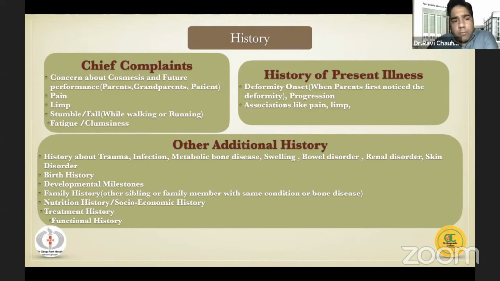Then followed by the birth history; developmental milestones are important. Family history: any other sibling or family member with the same condition or a bone disease. Nutrition history, socioeconomic history, treatment history, and the functional history. Functional history at present: what functional incapacities there are, or what the functional condition of the child is.